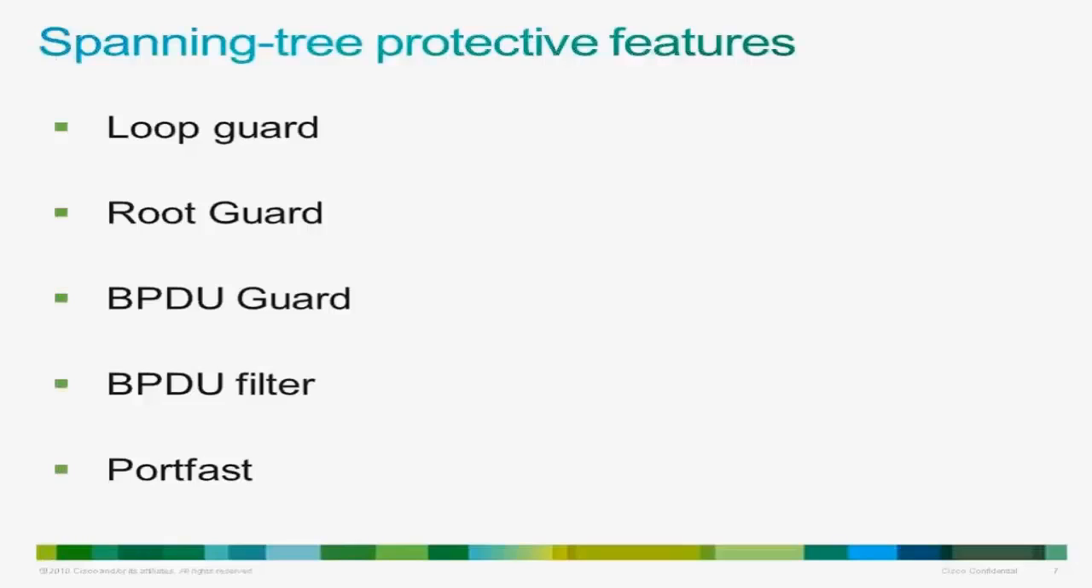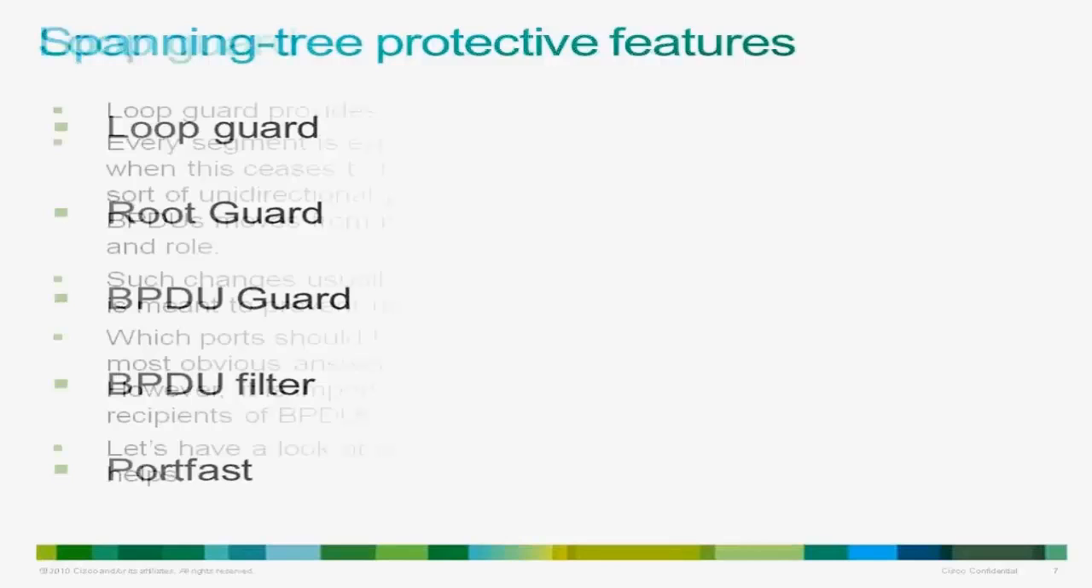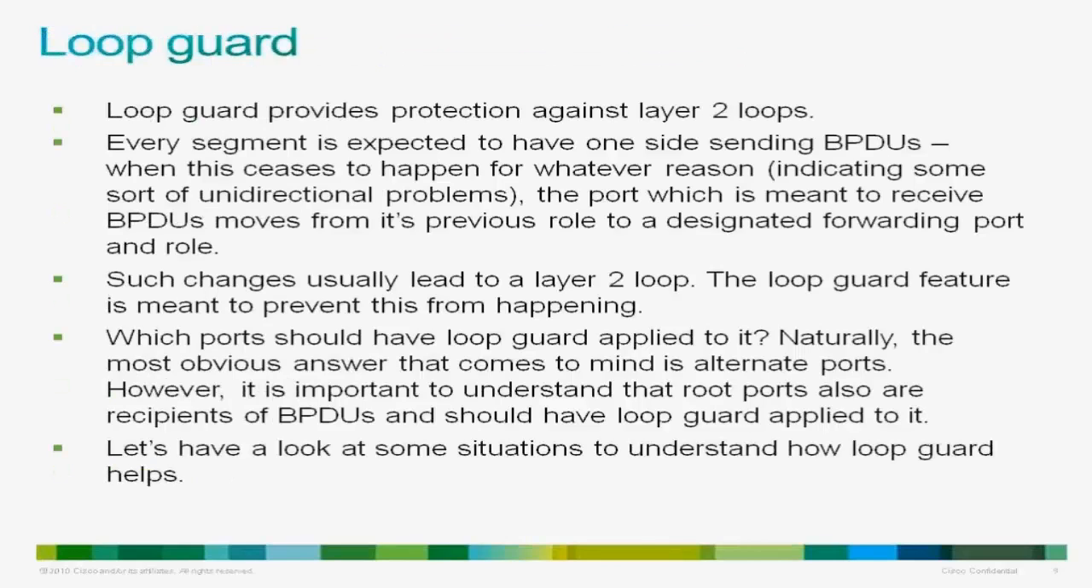So spanning tree, the most important enhancements or features that were implemented are listed here. We're going to cover loop guard, root guard, BPDU guard, BPDU filter, and PortFast. So let's start off with loop guard and what exactly loop guard is used for. Loop guard is, as the name describes, used to prevent layer 2 loops in your network.